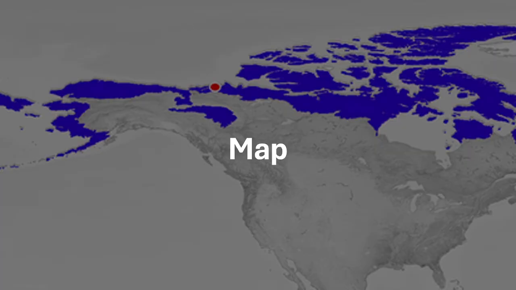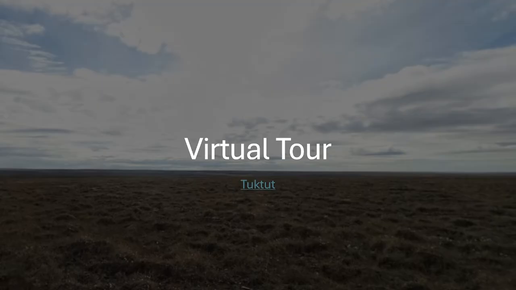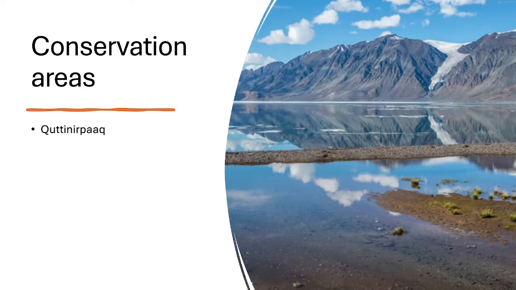This is a map of where the moose live, where our biome is. This is our virtual tour. You can click on this and see a good example of a common location in our biome. This is a national park in our region, and this is an example picture.